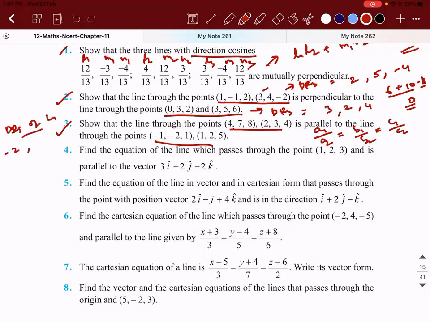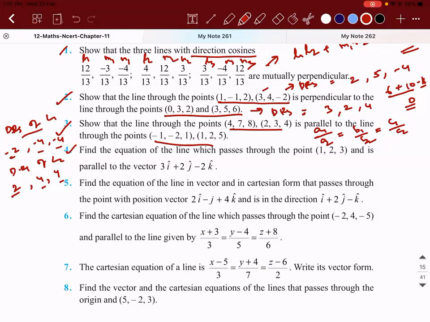Minus 2, minus 2, minus 4. Minus 4, minus 4. Direction ratios of L2: 2, 4, 4. So minus 2, minus 4, minus 4 and 2, 4, 4. They are in the ratio of minus 1. So minus 2 by 2 is the same as minus 4 by 4 is the same as minus 4 by 4. Are they not in the same ratio? Hence they are parallel. Or you can say collinear also.